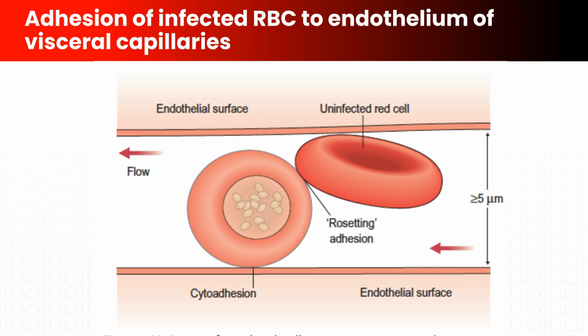However, for the host, sequestration blocks capillaries, reduces blood flow, and causes tissue damage. The sequestered parasites also trigger local inflammation, further compromising organ function. This is why you rarely see mature stages of P. falciparum in peripheral blood. They're hidden in deep tissues.